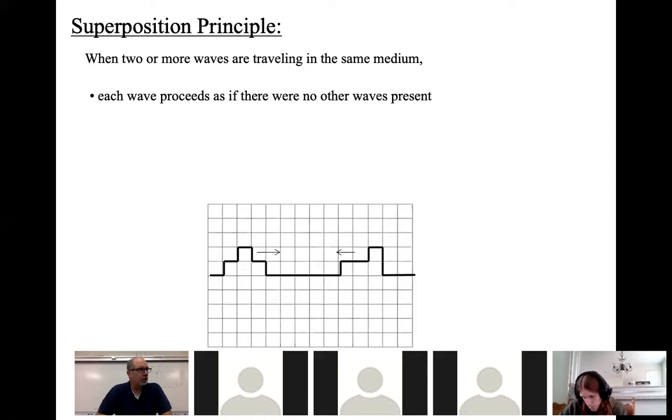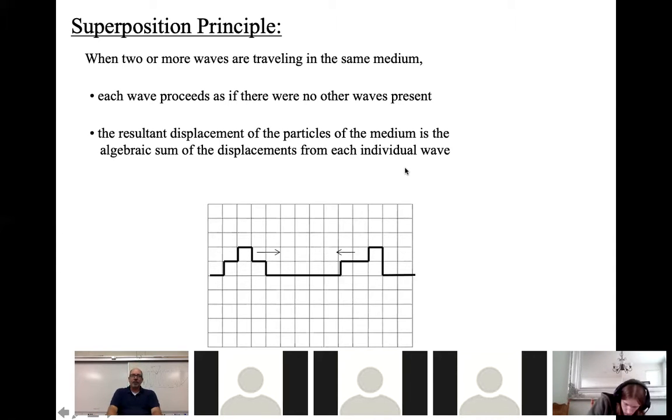20? 30? 40? AM and FM? So even though all those other radio waves are traveling through the same air, I can focus in on one. And it is as if it's the only radio station in the entire world. Okay? So each wave proceeds as if there were no other waves present. But if everybody's talking, it's going to be loud.